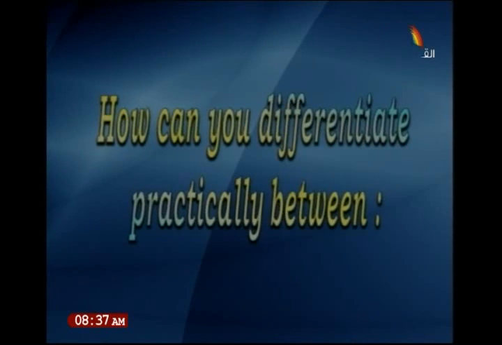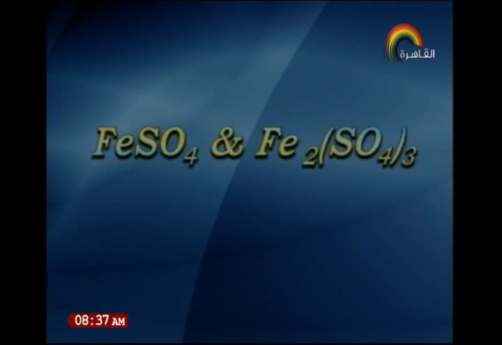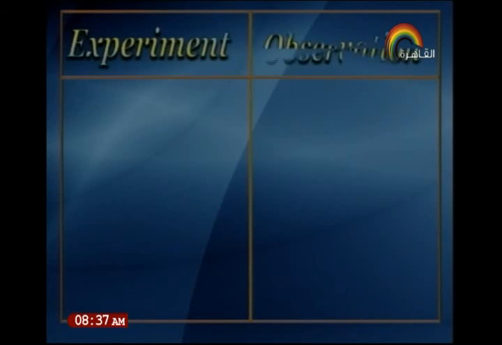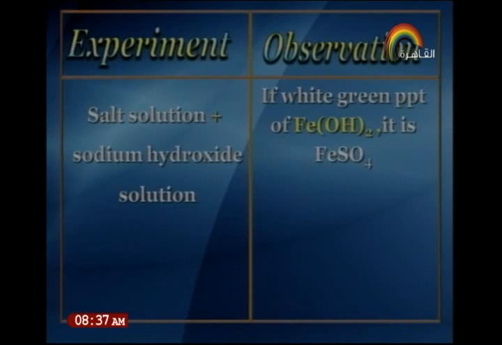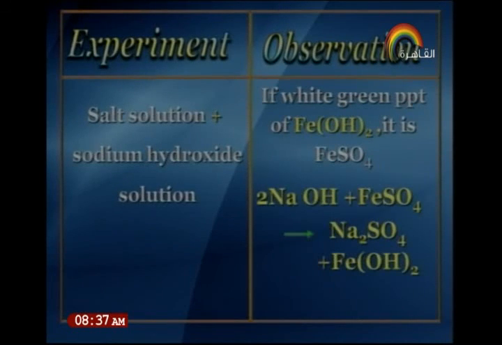Next type of question, my dear student. How can you differentiate practically between iron 2 sulfate and iron 3 sulfate? If you put the salt solution plus sodium hydroxide solution, a white green precipitate of iron 2 hydroxide is formed, so it will be iron 2 sulfate. Sodium hydroxide plus iron 2 sulfate gives sodium sulfate and white green precipitate of iron 2 hydroxide. Remember, my dear students, all the compounds here are aqueous solution except iron 2 hydroxide, which is solid precipitate.